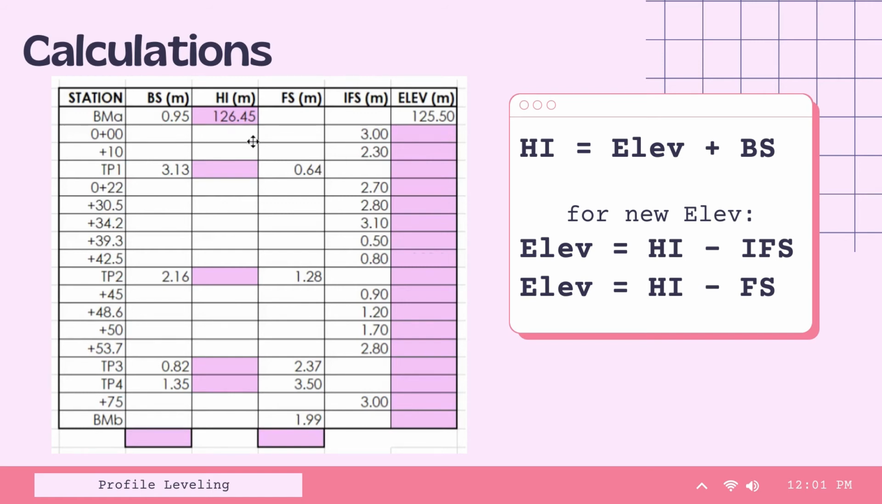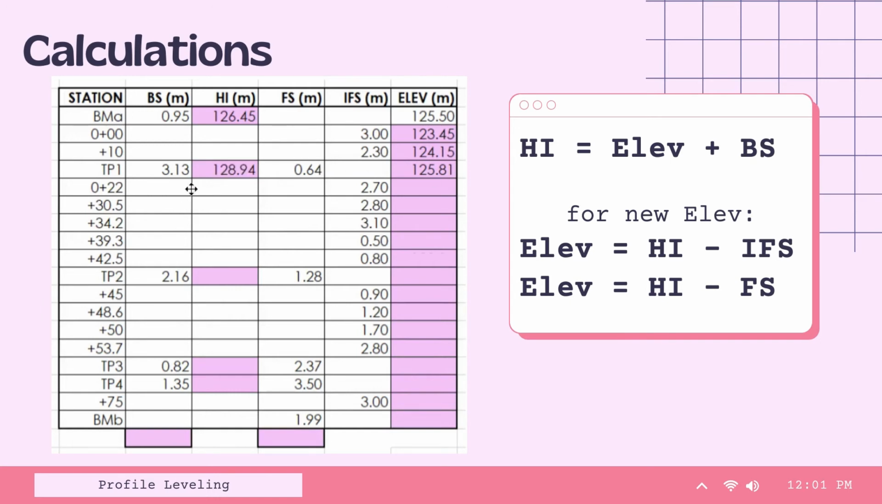Next, we can calculate the elevations among all stations with the formula height of the instrument minus intermediate foresight. And for the turning points, height of the instrument minus foresight. For the first two stations, we perform HI minus IFS. And for the first turning point, we perform HI minus FS. To get the new height of the instrument, we add elevation plus the backsight.